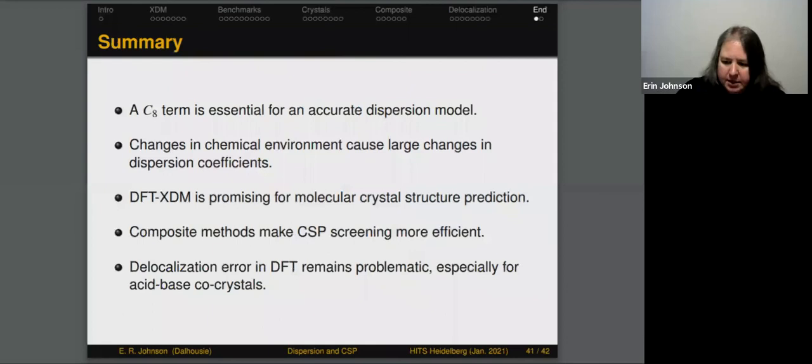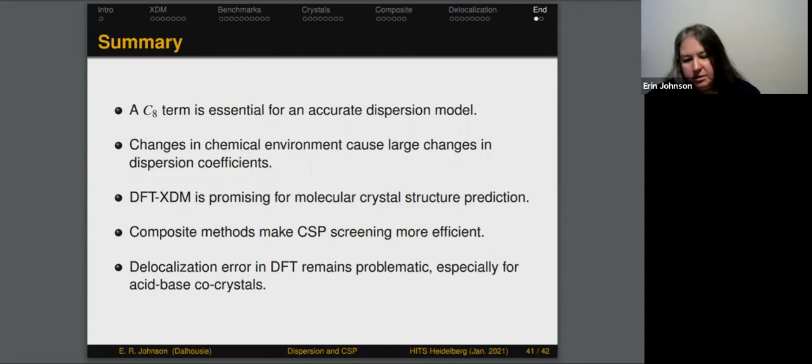So to summarize what we've seen today, hopefully I've demonstrated that inclusion of a C8 term is essential for an accurate dispersion method, that changes in chemical environment can cause very large changes in dispersion coefficients, and one should use a density-dependent dispersion correction, that our DFT-XDM method is promising for molecular crystal structure prediction, and one can use it as part of a composite method, where low levels of theory are used for geometry optimization and high levels for energy evaluation to make crystal structure prediction more efficient.